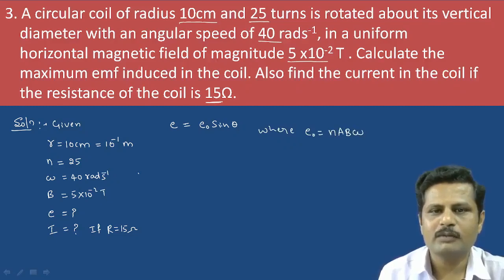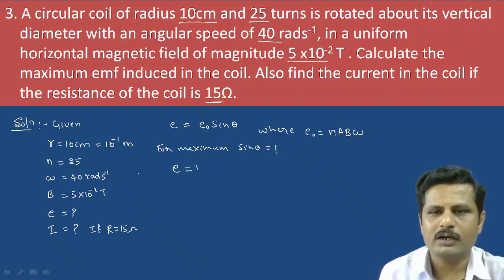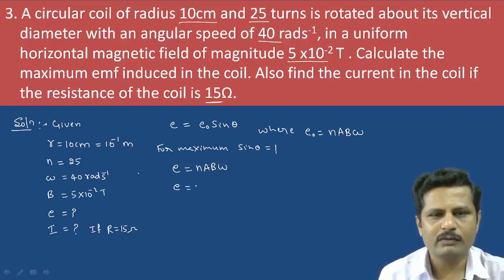So for maximum EMF, sin theta should be equal to how much? For maximum EMF, sin theta should be equal to 1. So this becomes E equals E naught, that is N A B omega. E naught is the maximum EMF, N A B omega. So E equals N, here 25. The area of cross section of the coil is pi r square. Let me write here n.